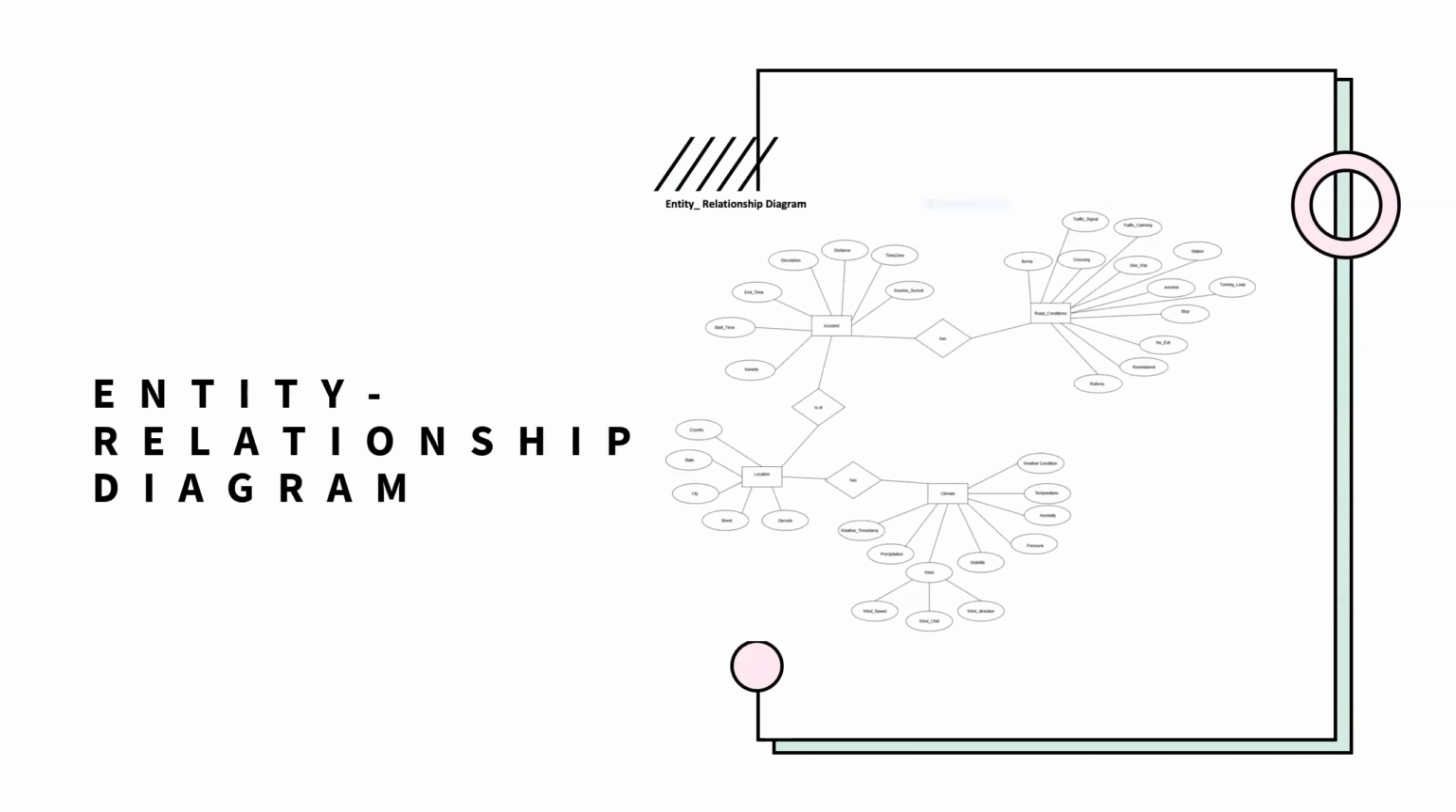This is an entity relationship diagram where you can see that the accident has other entities related to it, like road conditions, the location, and the climate, which affected the accident.